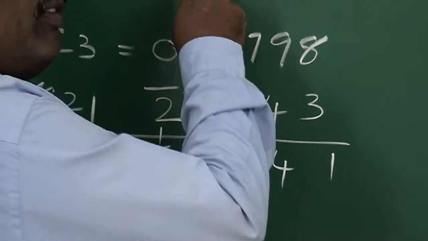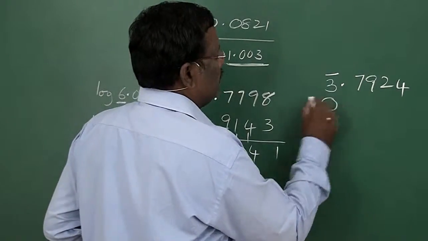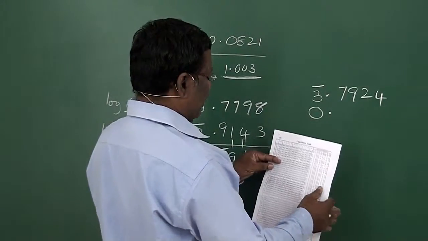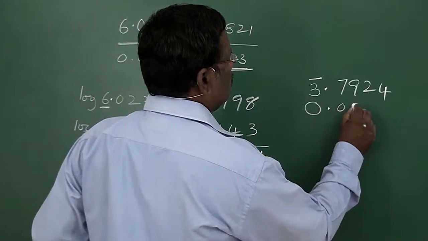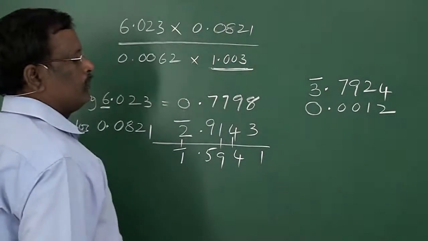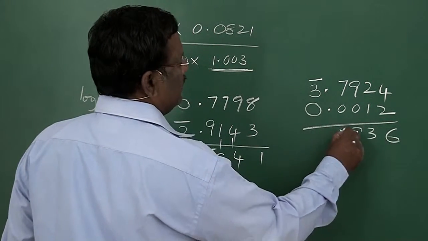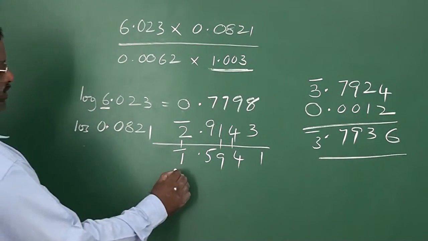Now the next number is 1.003. Here so many zeros are there, but before the decimal you have a digit. So here the characteristic will become 0. Then 10 against 0 and mean difference 3. 10 against 0 will be 4 zeros and mean difference 3 is 12. So 0, 0, 1, 2. On adding these two you will get bar 3.7936.